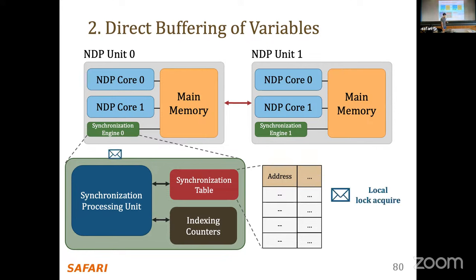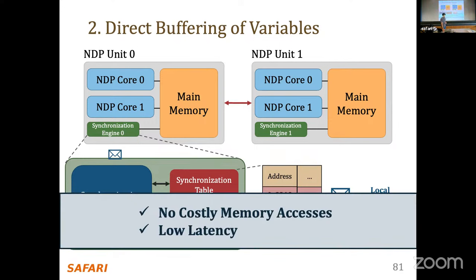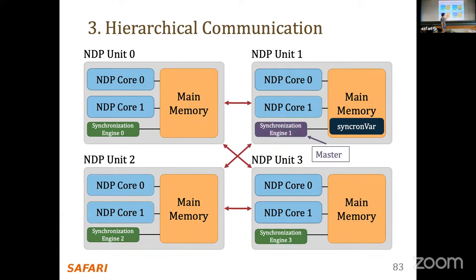For example, when one lock acquire request arrives at the processing unit, this request is entered into the synchronization table. And at some point, the synchronization engine is going to send the requests from the different cores to one central synchronization engine that is considered the master. That's why this is a hierarchical communication, right? This NDP core and this NDP core send the request to this synchronization engine, and at some point, this engine will share them with the master synchronization engine that resides in one of the NDP units, right?